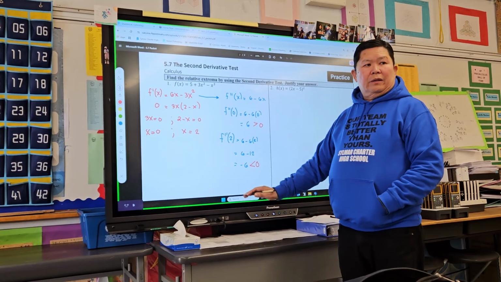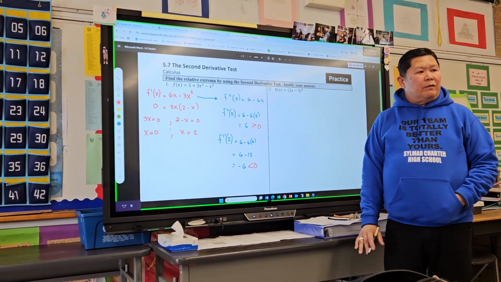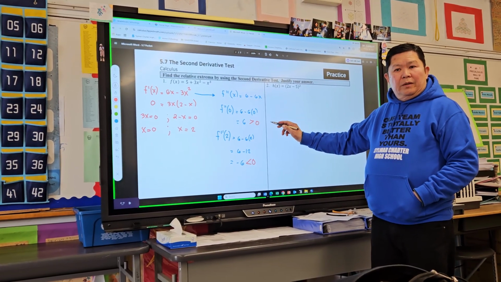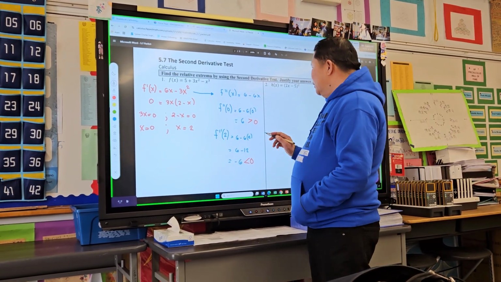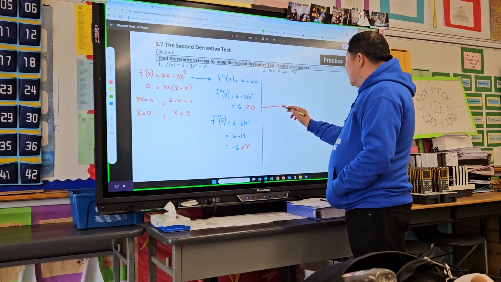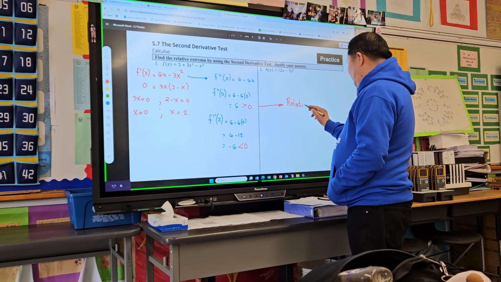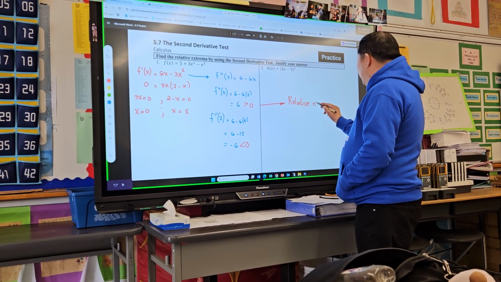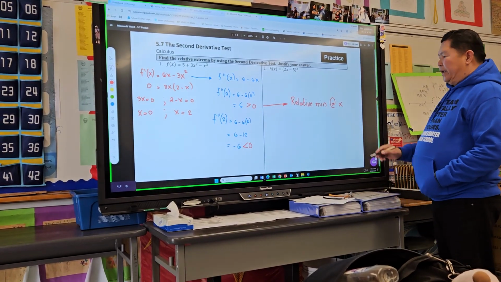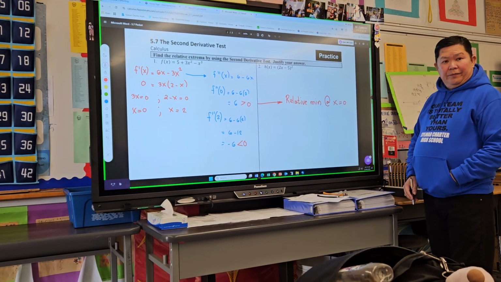Then what is our final conclusion? Granting that this problem is a free response question, what is this? Relative what? Minimum. Relative minimum. Okay? So, can I just have the justification? This is a relative minimum at what value of x? At x equals 0. Then we do because, right?